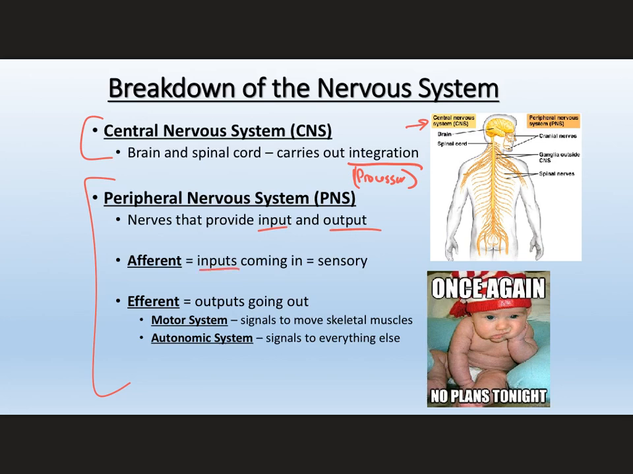So technically we refer to inputs as the afferent neurons, and so these are your sensory neurons that allow you to sense the environment around you. And then efferent neurons are your outputs. And these outputs can come in two forms as well. Outputs can be motor outputs, so signals that would help you to move, or outputs can be autonomic, which I just put here in general as signals to everything else. Notice this is not automatic, it's autonomic, but these are also things that often happen without your conscious control.